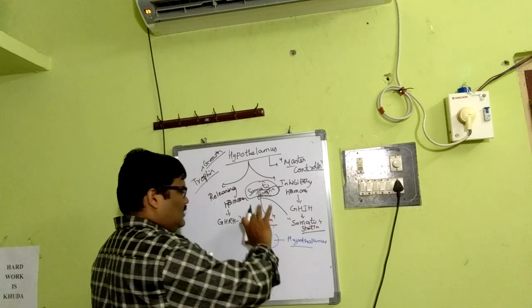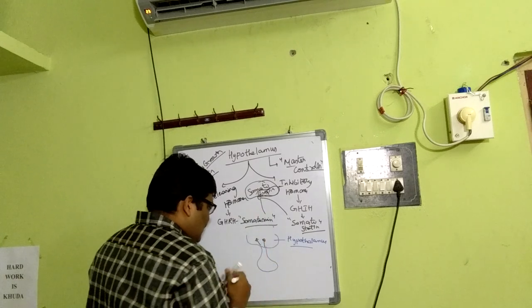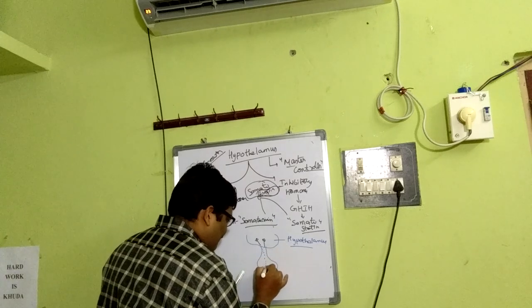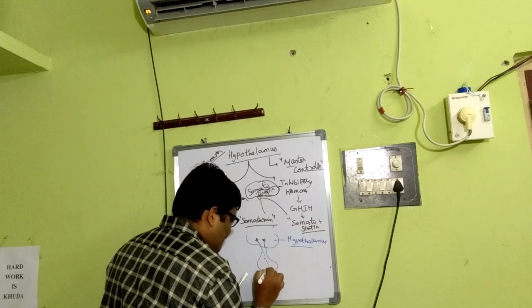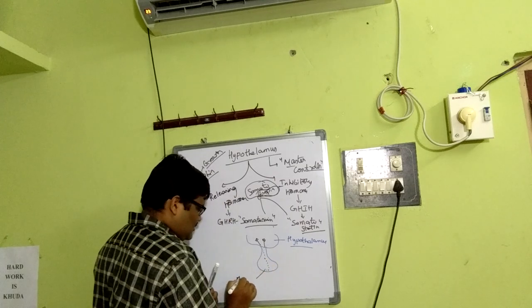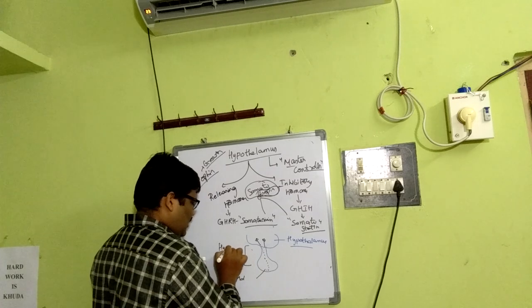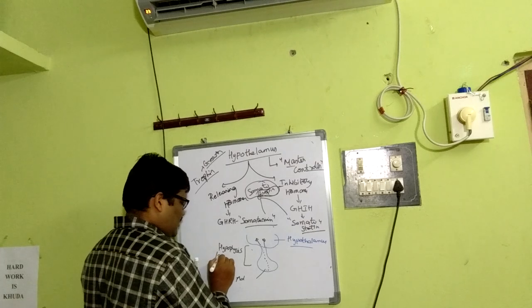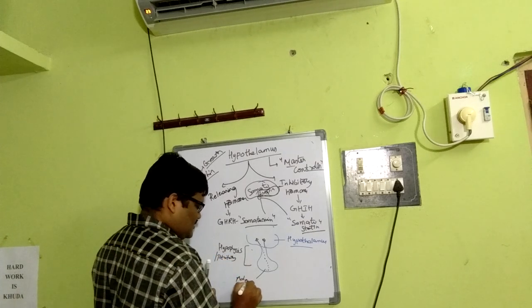I told you already that it controls the pituitary, but there are two parts of the pituitary gland, and we will discuss how each is controlled in a different way. This is called the adenohypophysis. The entire gland is called the hypophysis, or pituitary. Another part is called the neurohypophysis.